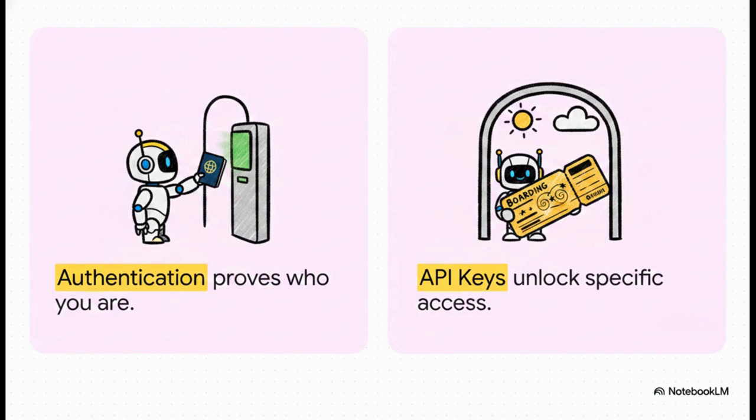And this brings us to a really critical comparison: authentication versus API keys. People mix these up all the time, but they serve totally distinct roles. Authentication is about proving exactly who you are. It's like showing your passport at the airport. API keys, on the other hand, are like a specific passcode or boarding pass to access a particular service.